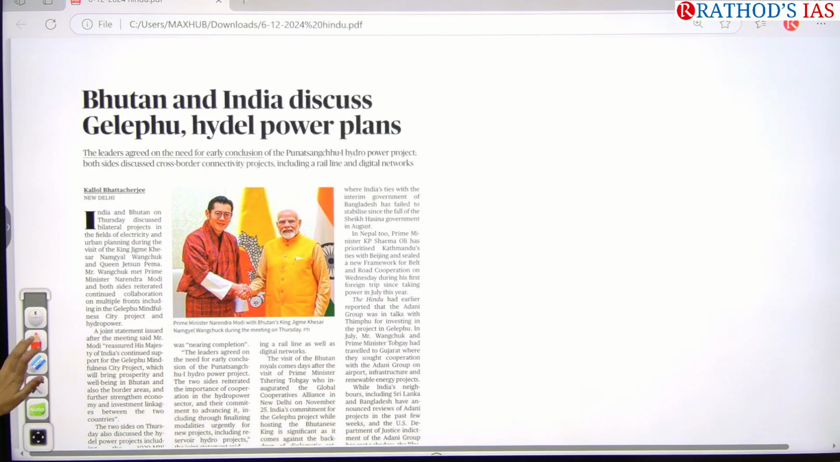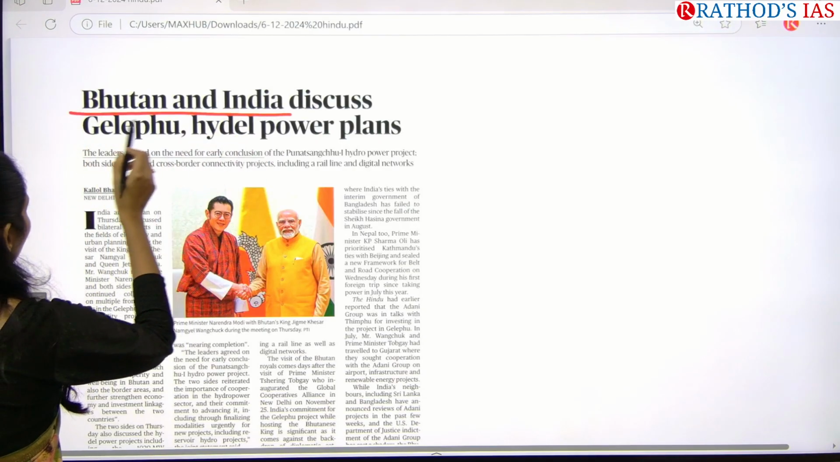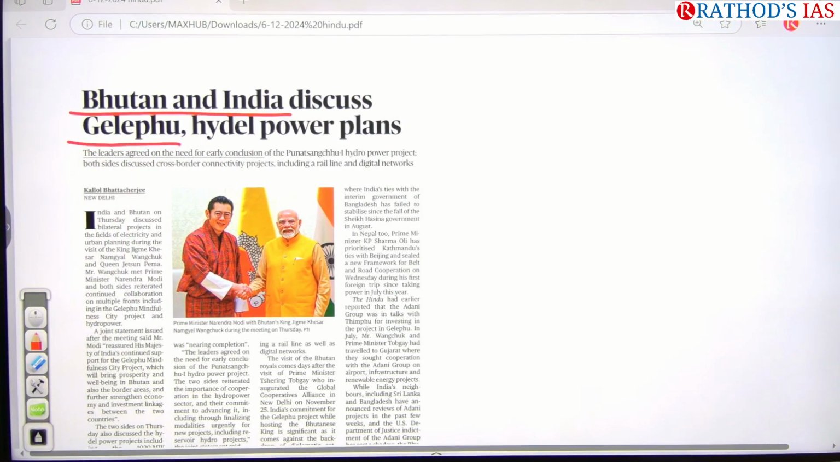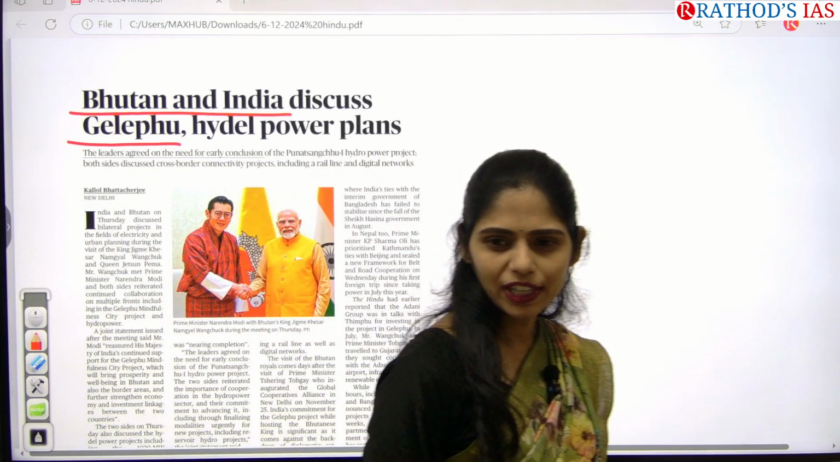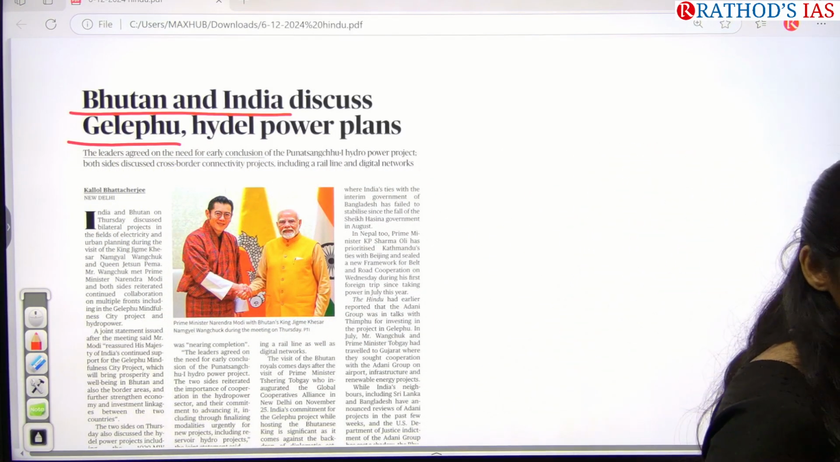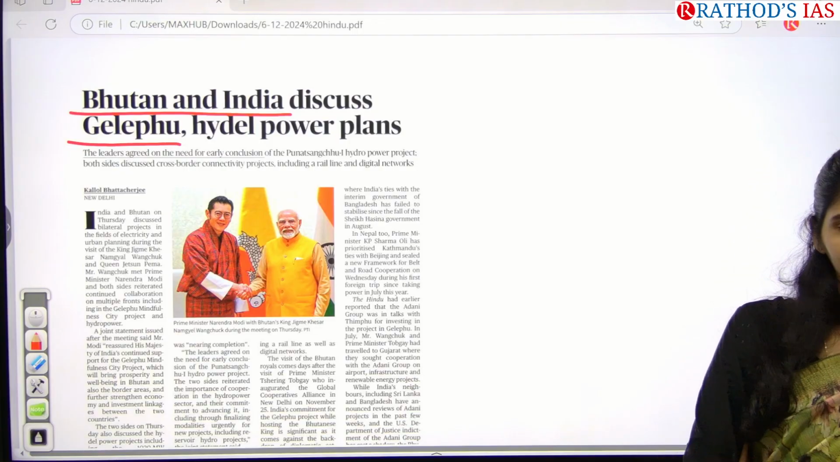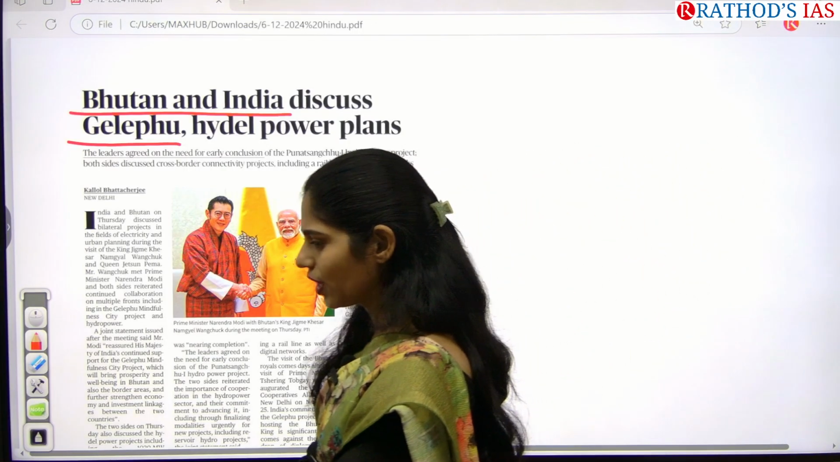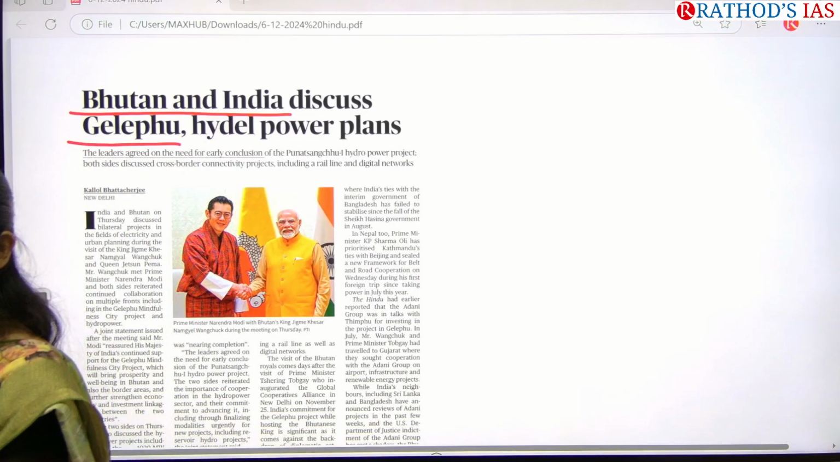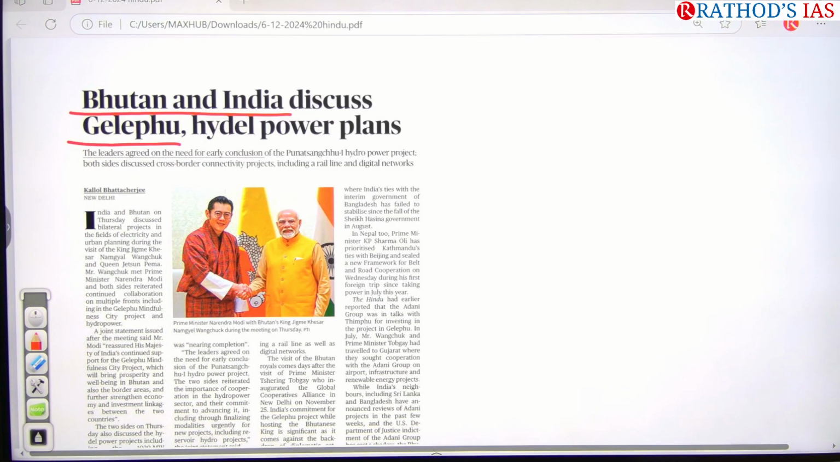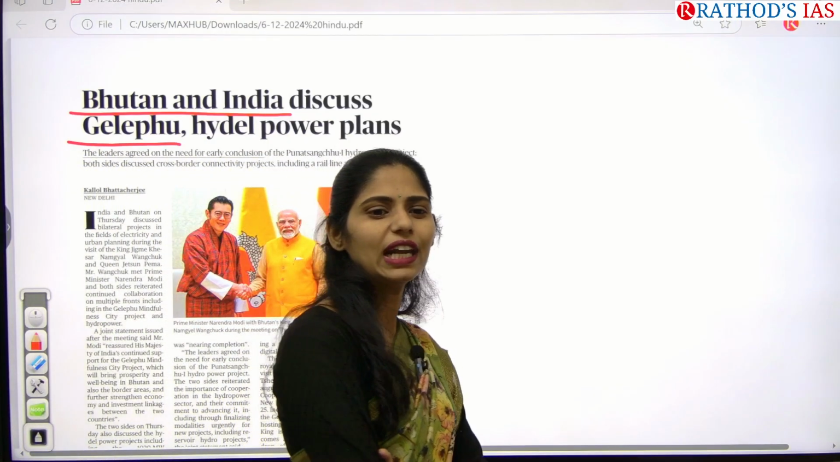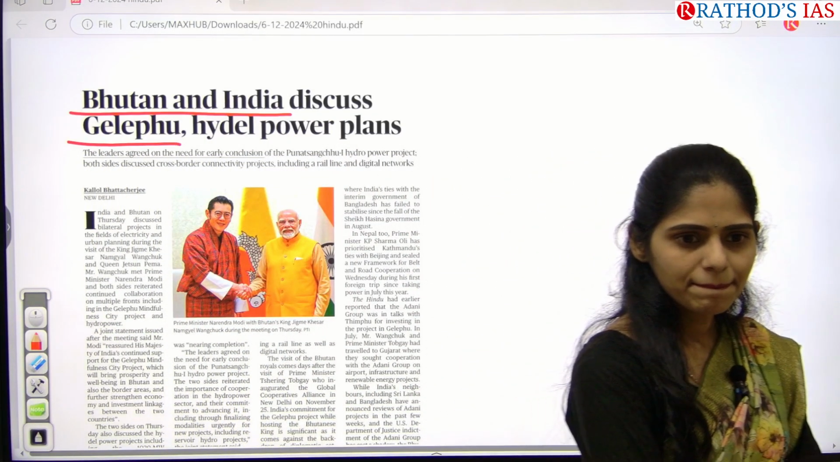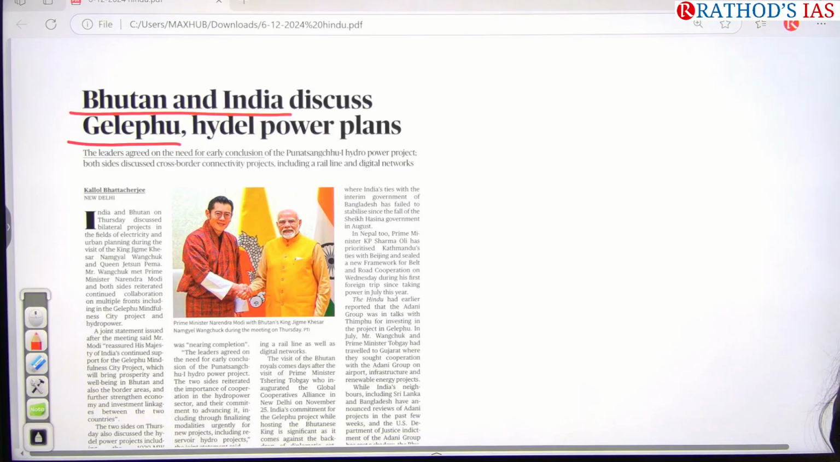And see this article: Bhutan and India discuss Gelephu hydel power plants. What is this article talking about? India-Bhutan relations, done, right? No? Okay. So where is Bhutan located? Do we share a direct boundary with Bhutan? Okay, so do you know about the historical ties between India and Bhutan, whether it is India's friendly nation or not? No idea. It is a friendly nation.